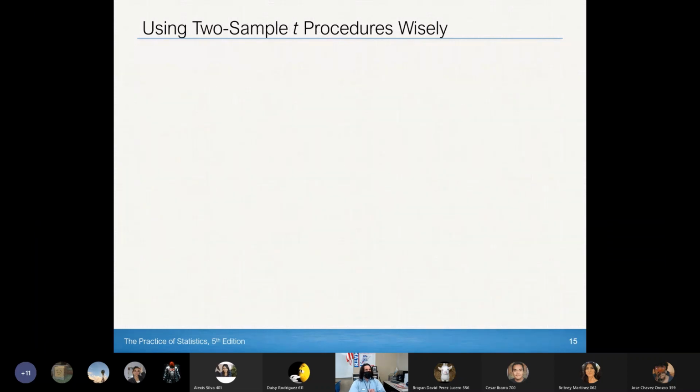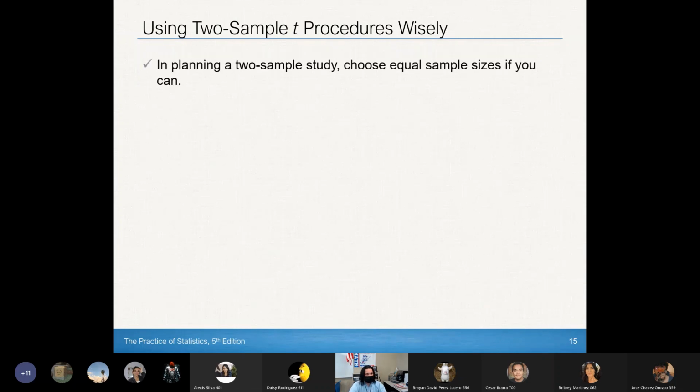And so then we also need to consider how to be wise about how we're using our two-sample t procedures. In planning a two-sample study, choose equal sample sizes if you can. So if you're designing an experiment or designing a study, it works better if your sample sizes are the same. That's if you're designing it. If you're given a problem and there's sample sizes provided, that's what it is. But if you're being asked to design a study, choose equal sample sizes if you're able to.